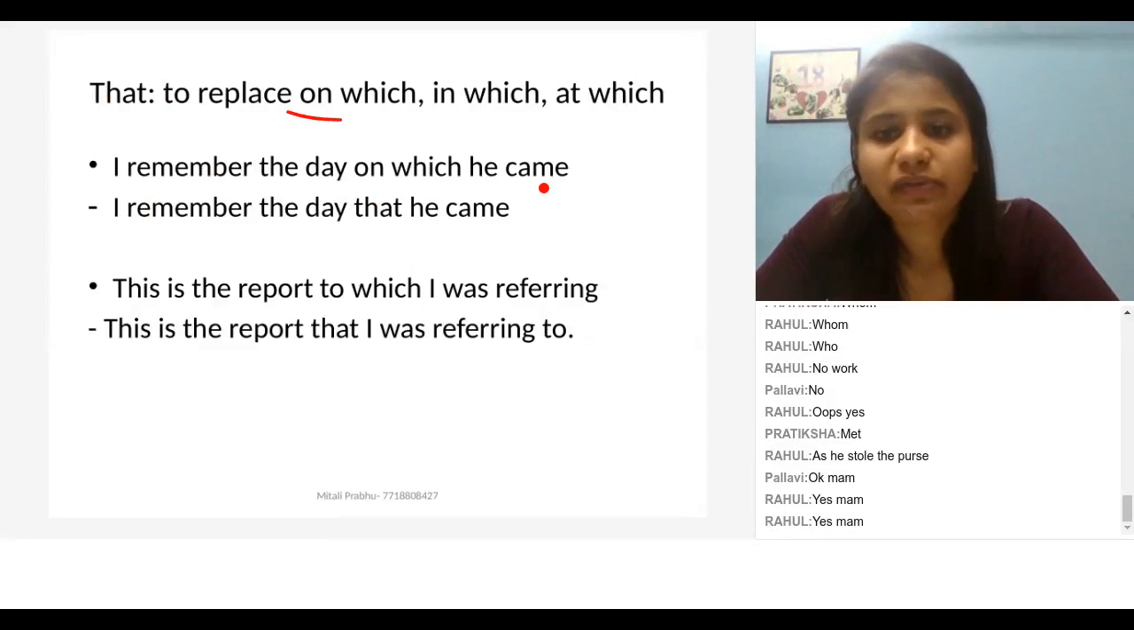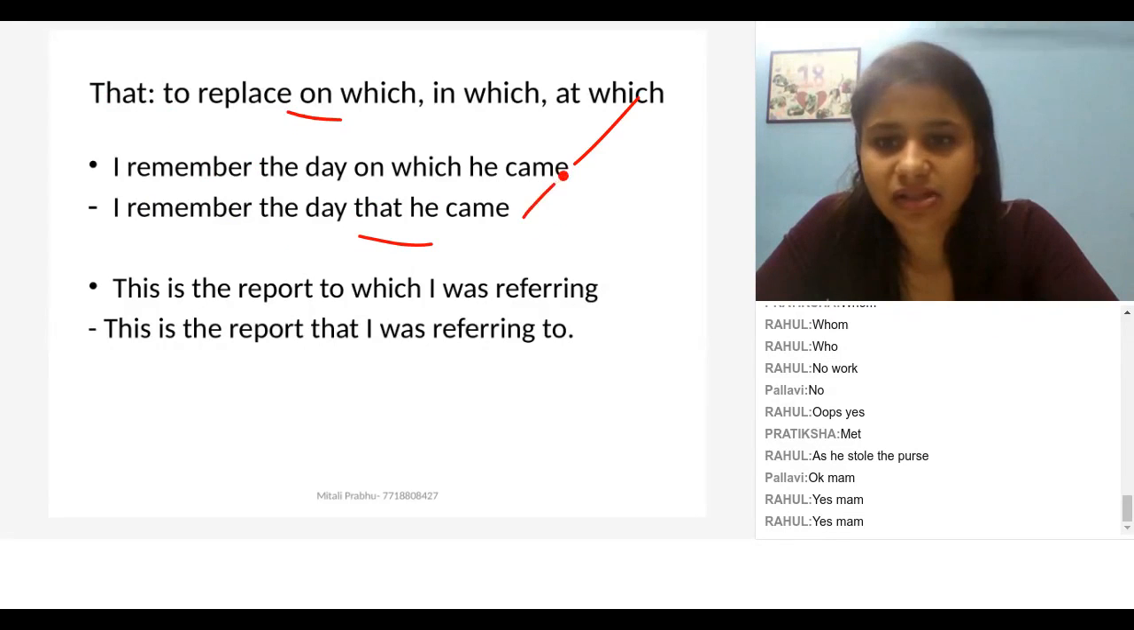That can be used to replace which. I remember the day on which he came. I remember the day that he came. Okay, even this is correct. This is the report to which I was referring. This is the report that I was referring to. Both the sentences are correct.